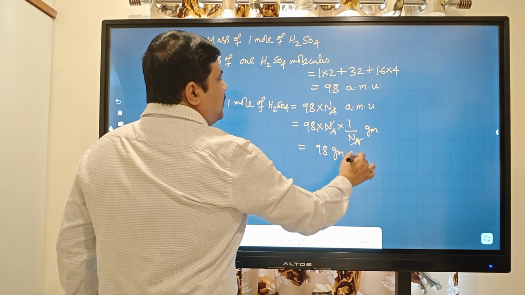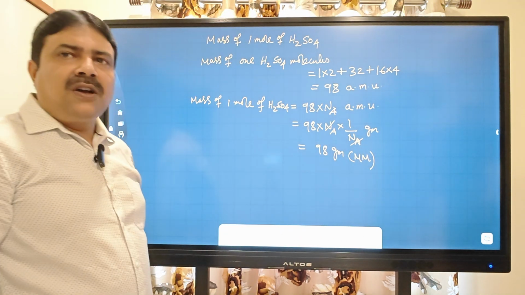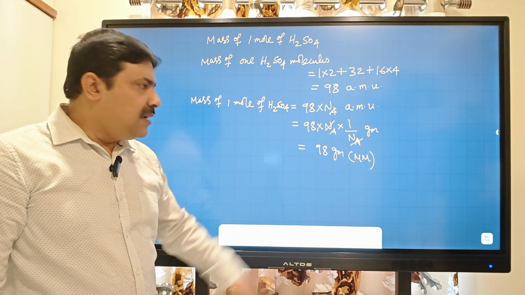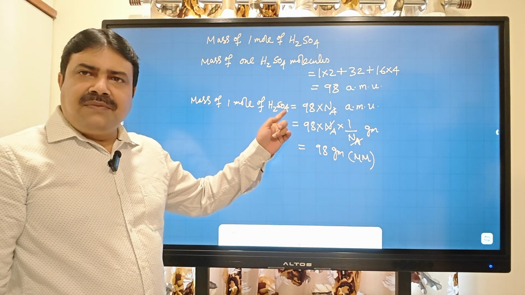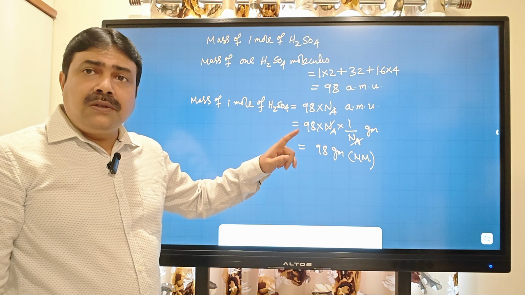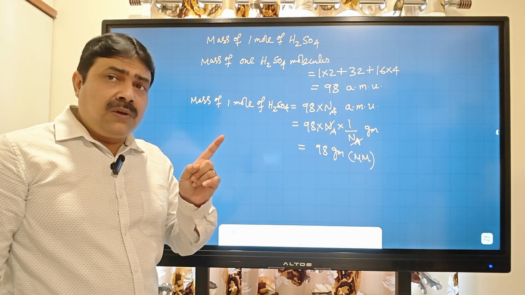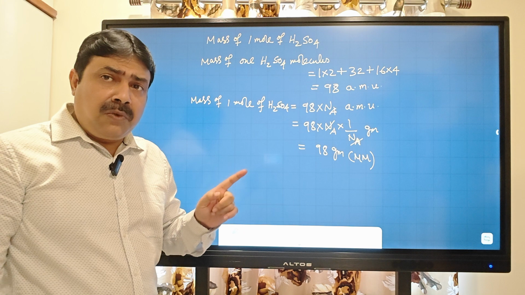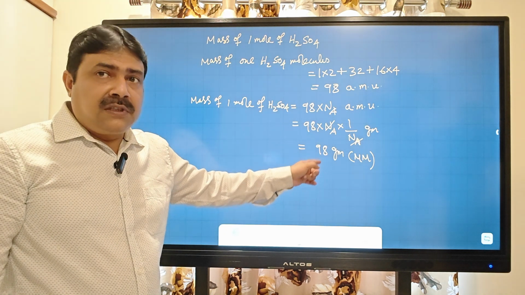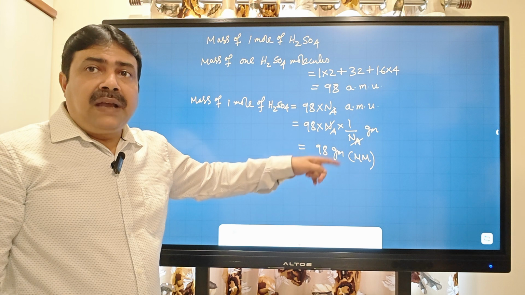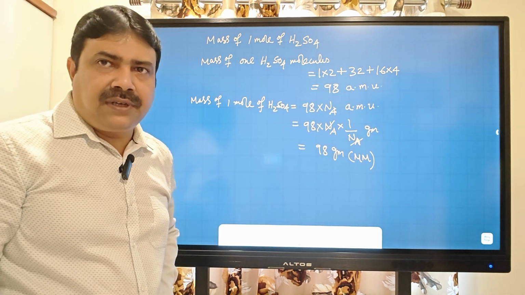This 98 gram is nothing but the molar mass. So the mass of 1 mole of H2SO4 in gram is how much? 98 gram. Point is clear. The same thing happens in the case of a molecule as with an atom. The mass of one molecule and the mass of 1 mole of molecules have the same numerical value, but their units are different, and concept-wise there is a heaven and hell difference.